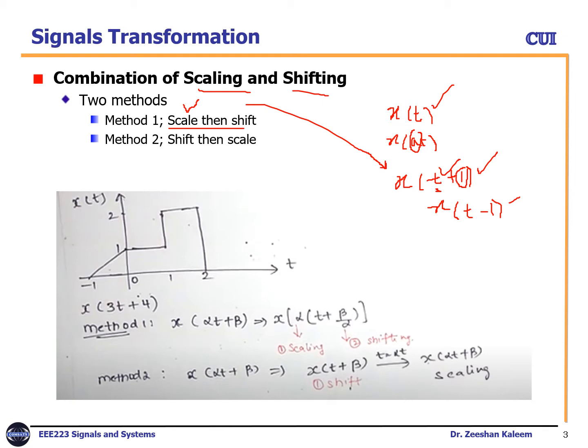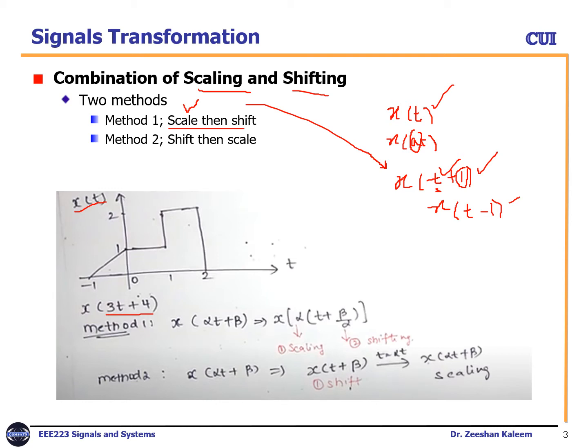So let's see by an example. We have a signal x of t given, this is the shape of the signal, and we want to plot x of 3t plus 4 out of this x of t. So there are two things. One is the scaling factor, which here is 3, and the other is the shifting factor, which is a shift by 4. So if we adopt the first method, which is scale and then shift, how does it work?